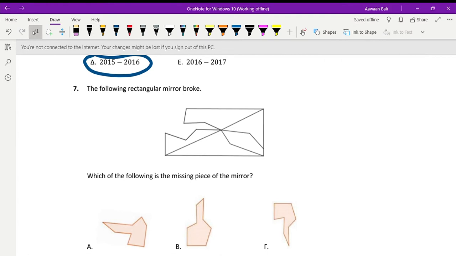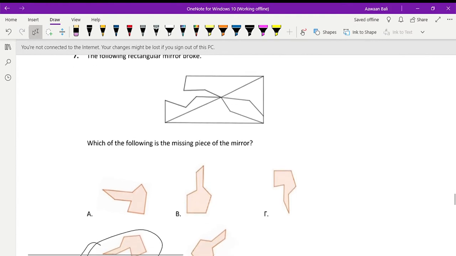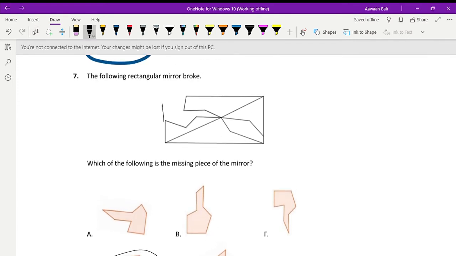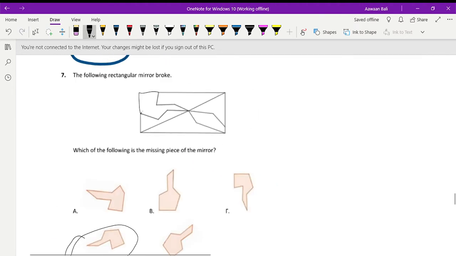The following rectangular mirror broke. Which of the following is a missing piece of the mirror? It's easy. You can basically just imagine that by drawing the missing corner again. And alpha is wrong because there is no pentagonal shape. There's no corner like that.